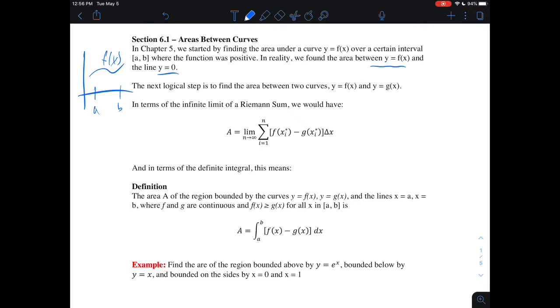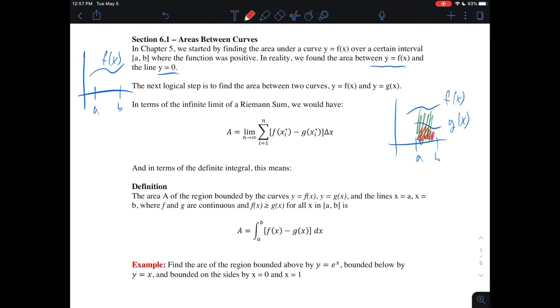So now we are scaling that up. The next logical step is to find the area between two curves, y equal f of x and y equal g of x. As a simple picture, just imagine both of those curves are above the x-axis, and you have a and b, and you just want to find the area between them. If you think about just the picture that I've drawn here, you can imagine that if you know the area below f of x, and you also know the area below g of x, how would you find what's between them? You would just use subtraction.